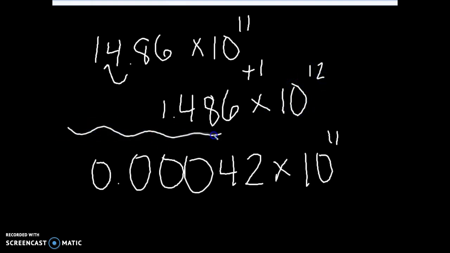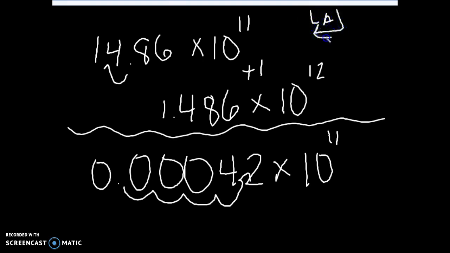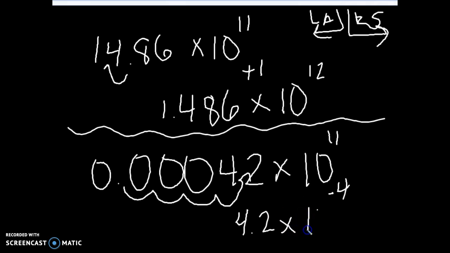On this second example, I have something that's also not in scientific notation. I would have to move my decimal 1, 2, 3, 4 spots to the right, and when we follow LARS, left you add and right you subtract. So we moved it 4 spots to the right, we have to subtract 4. So now we would have 4.2 times, 11 minus 4 is going to give us 7. So we have 10 to the 7th power. So keep in mind LARS, left you add, right you subtract.